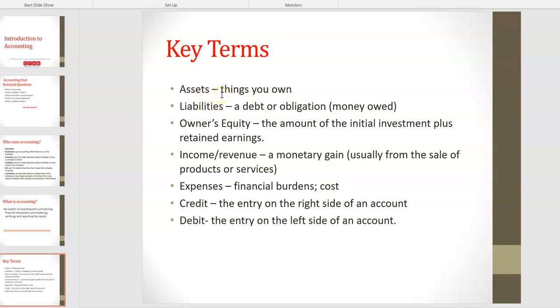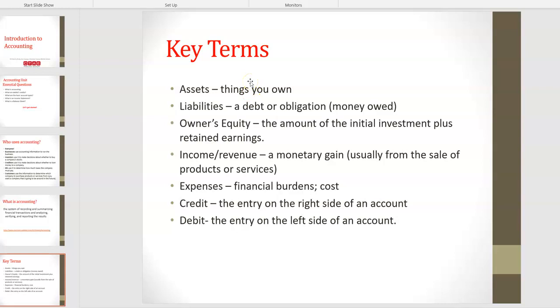Assets are going to be the things that you own, such as your home, your cash, your jewelry. For a business, that could also be the bank accounts or the cash that's in the bank accounts. It could be the buildings that a business owner owns. It could be any type of cars or any type of equipment that the business owns. These are all assets, things of value that are owned.